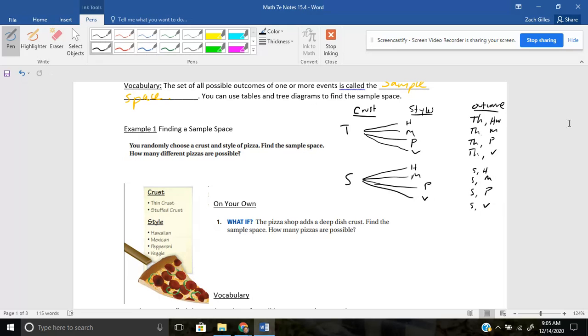Okay, so it says find the sample space of that. Well, how many different outcomes are there? There are 1, 2, 3, 4, 5, 6, 7, 8. So there are 8 different pizzas possible. Okay, and this is using a tree diagram to model that. That's what they mean when they say a tree diagram. All right, pause to try the on your own.